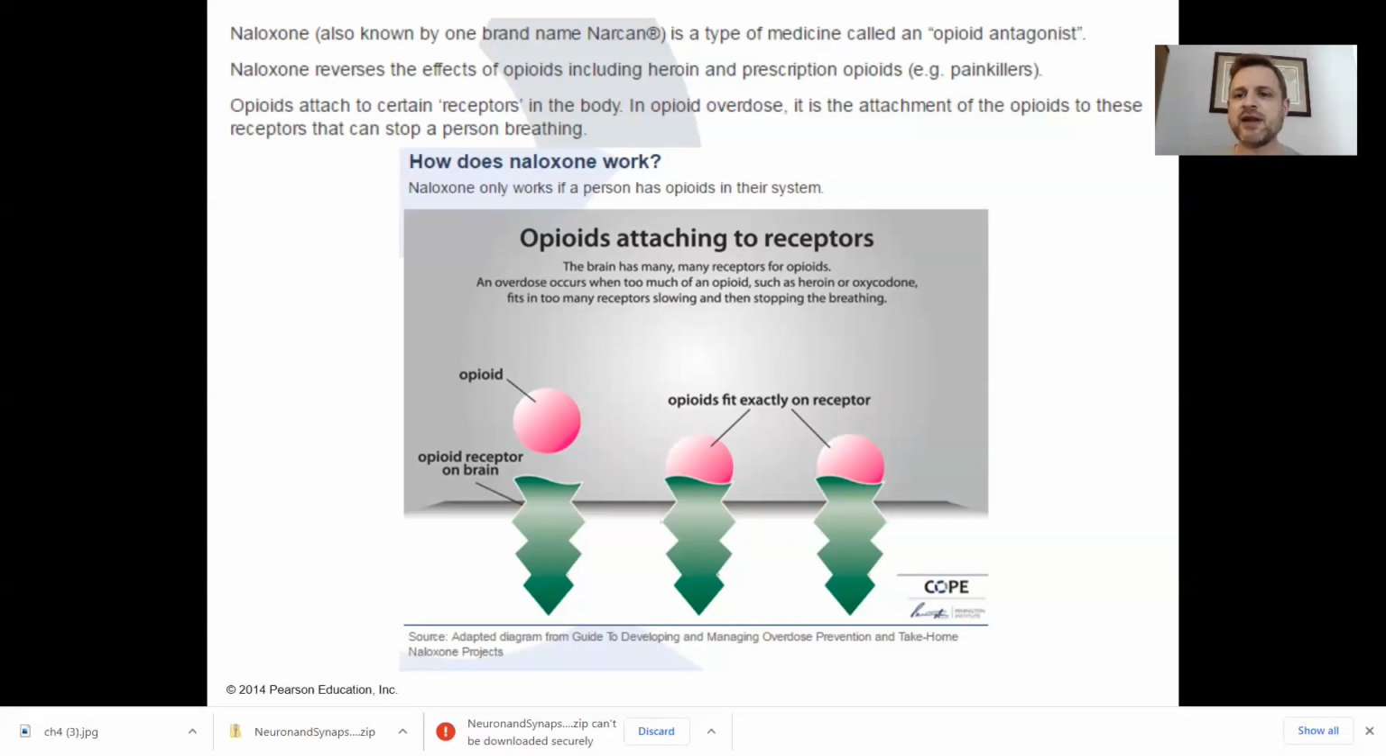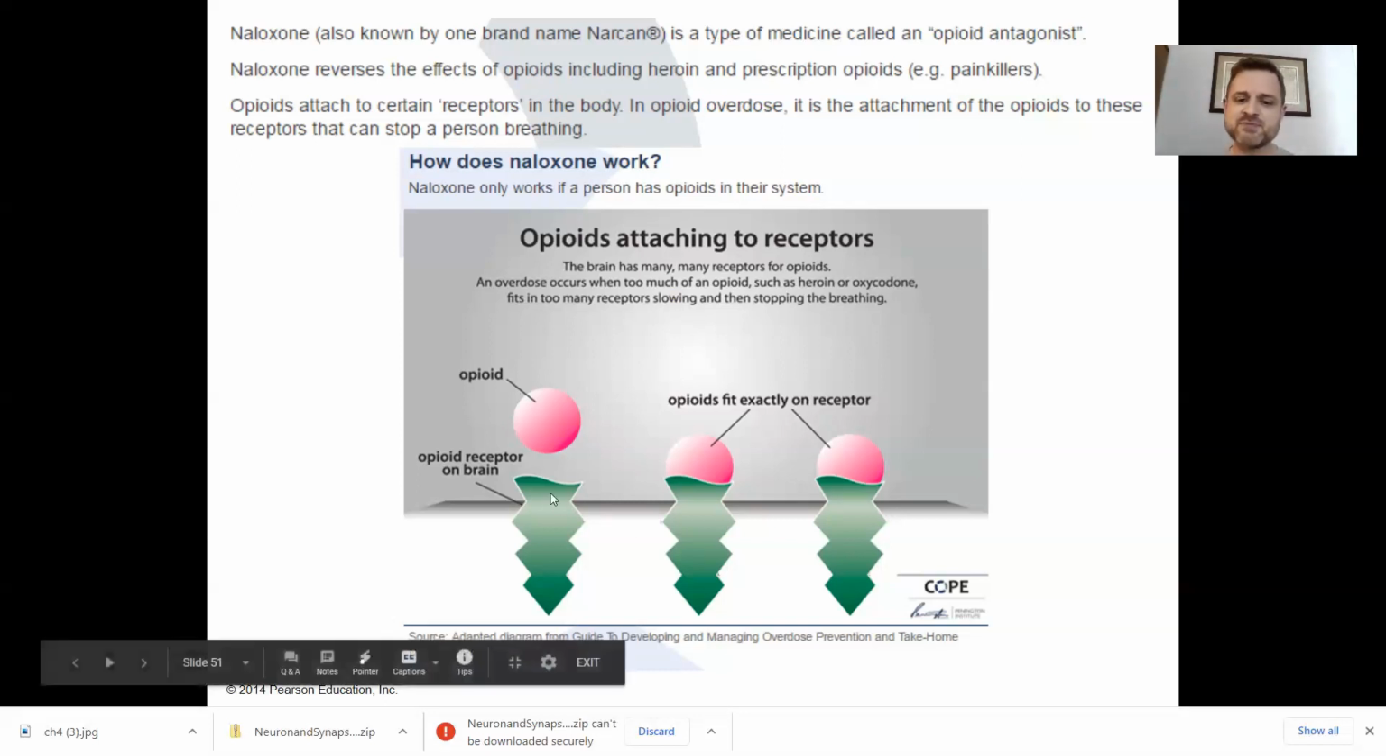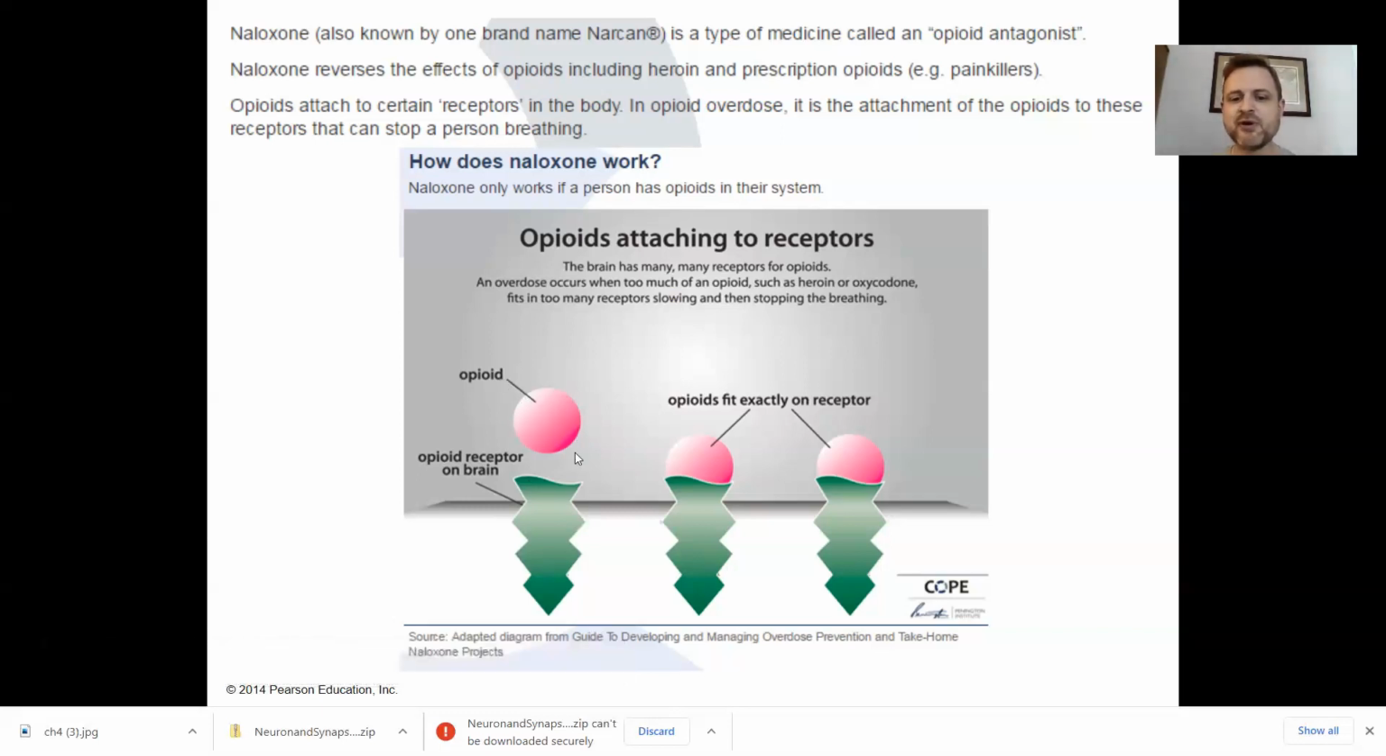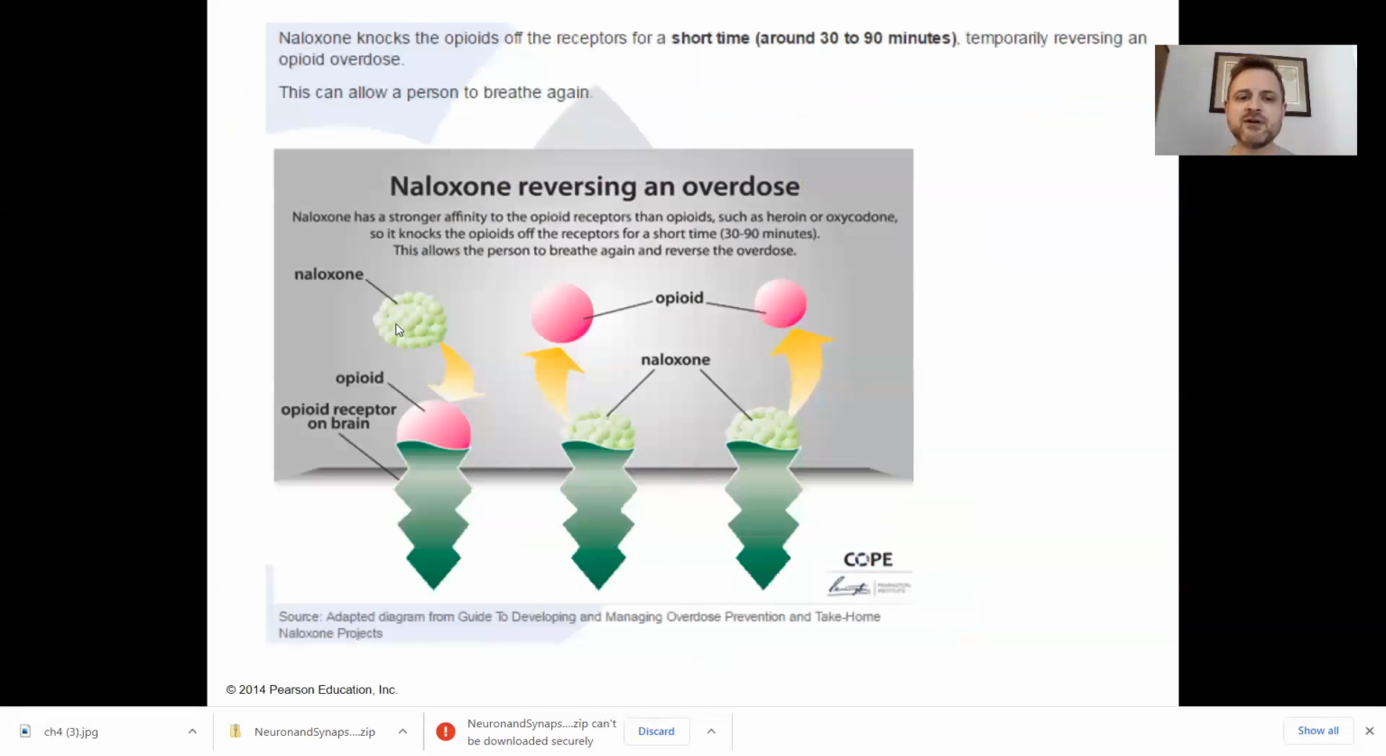Narcan is called an opioid antagonist, and if you look at this picture, here's my receptor, this green thing. Here's a sort of red, pink, whatever color that is. That's the opioid, and they bind. All right, this is being high. The way that Narcan works is Narcan or naloxone is this grape-looking molecule. It also binds to the receptor, and it actively competes with the opioid. It kind of knocks it off, so the opioid can't bind as tightly.